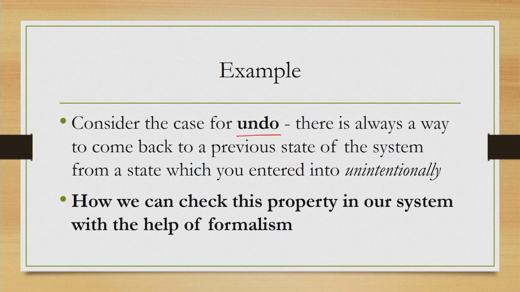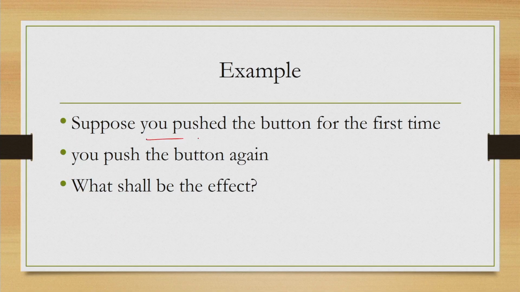We all know what this undo operation means. It means that we have entered into a state by mistake and we want to come back without any difficulty. We want to verify whether our system supports that or not. We can check whether this property is supported by the system by using the formalism that we have used to represent our system. Suppose you push the button for the first time and then you push the button again. What shall be the effect? Let us try to set up the equations.